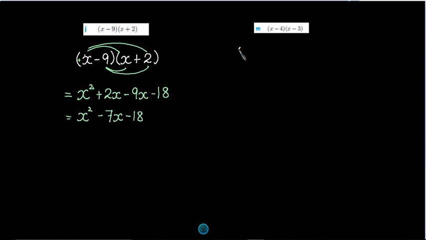Onward, we've got x take 4 and x minus 3. So we're going to expand. We're going to go x times x, x squared. This is x times, and look in front, minus 3. So we just say that's minus 3x.